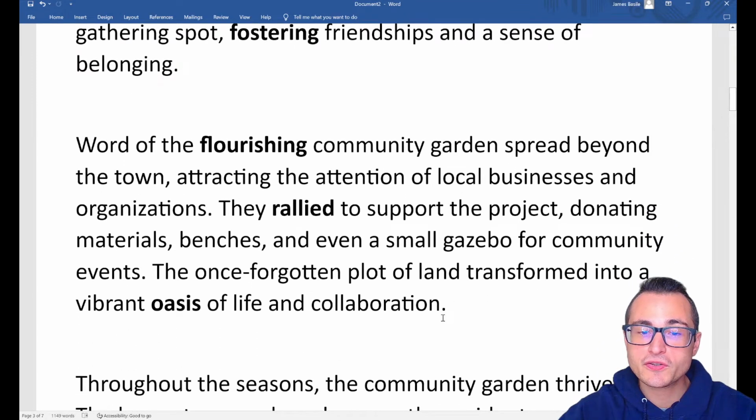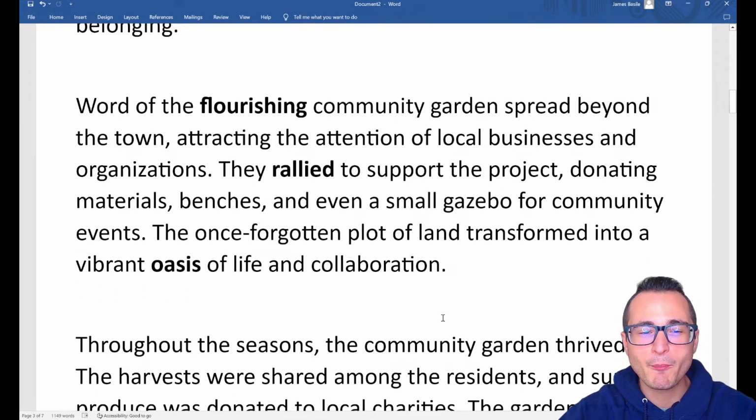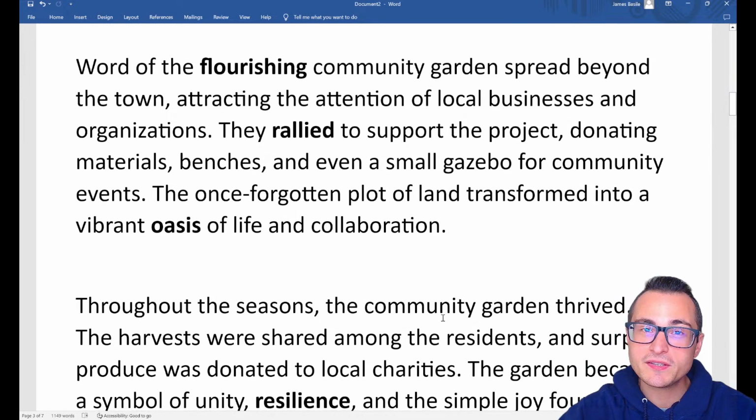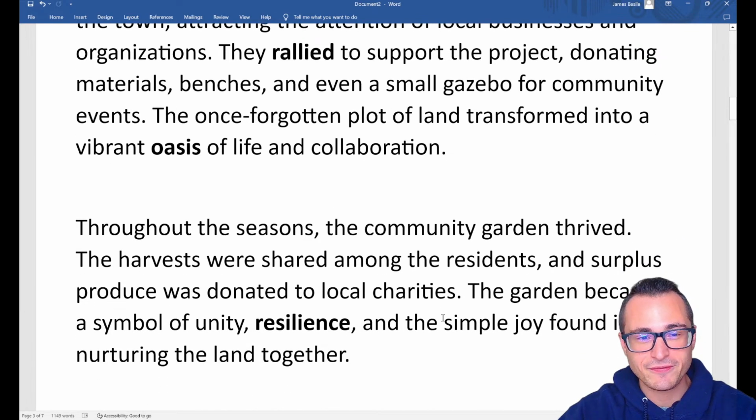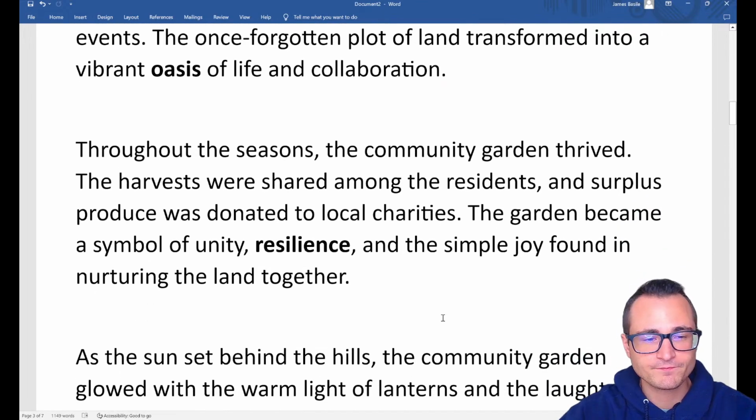Word of the flourishing community garden spread beyond the town, attracting the attention of local businesses and organizations. They rallied to support the project, donating materials, benches, and even a small gazebo for community events. The once forgotten plot of land transformed into a vibrant oasis of life and collaboration.